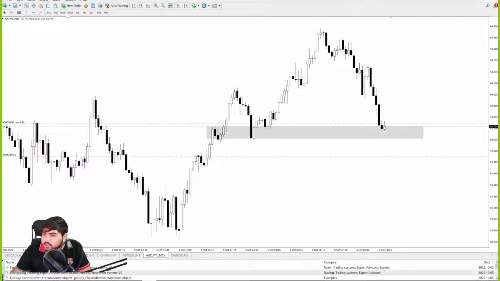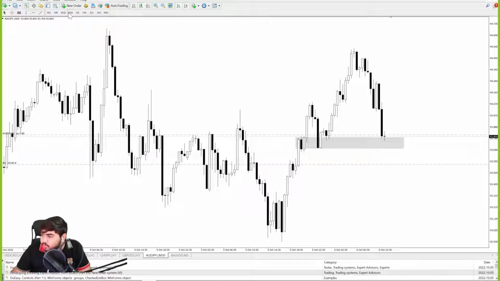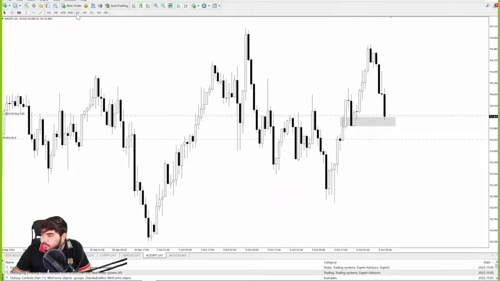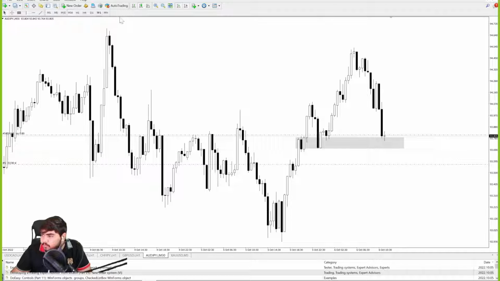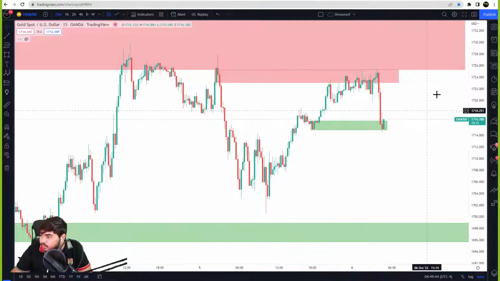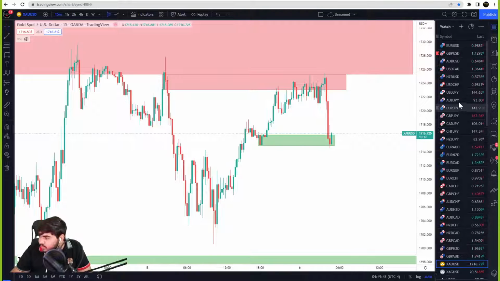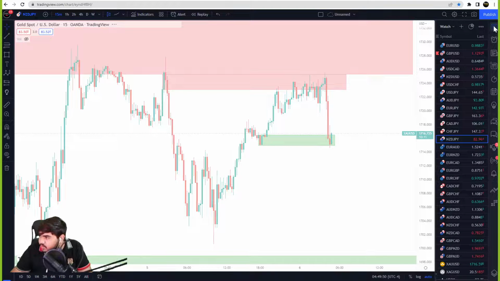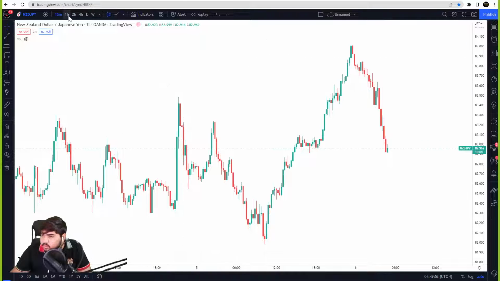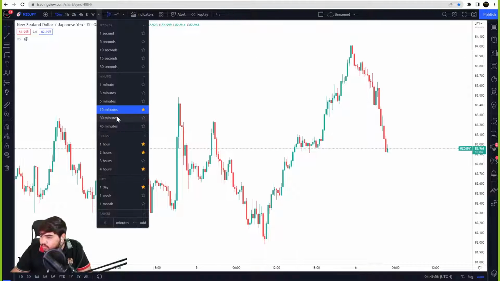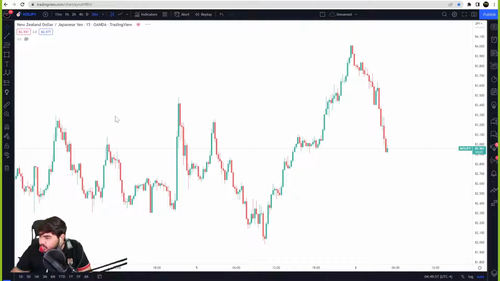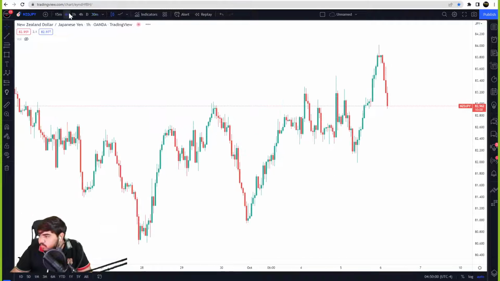EURJPY is still struggling at that level of support. We can also look at buying the NZD, right? It is also in a good position to buy. And the DJPY, let's have a look there. On which time frame? 30 minute. 30 minute, 1 hour, I think all time frames are very focused on.